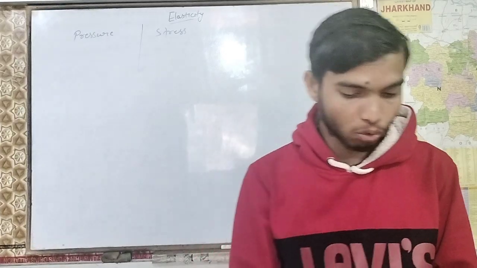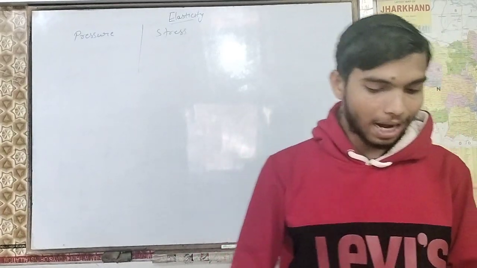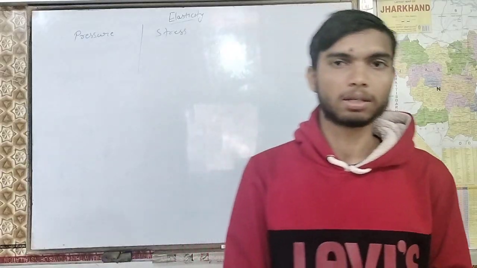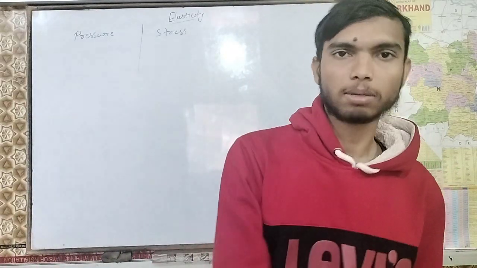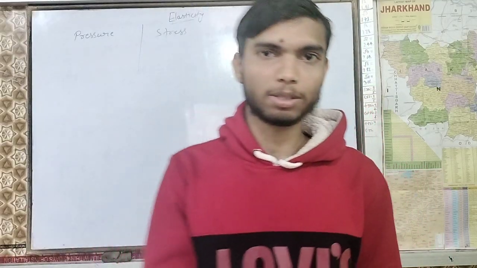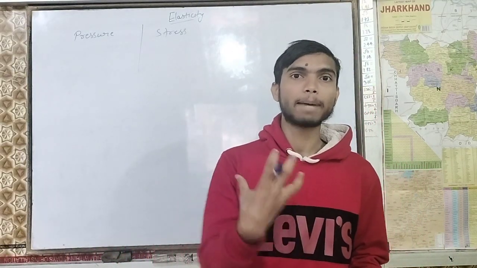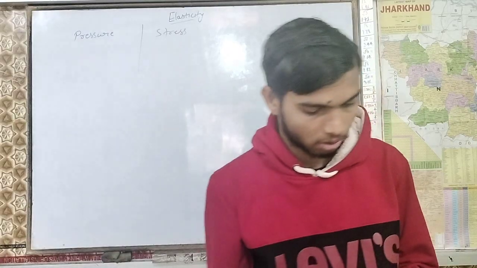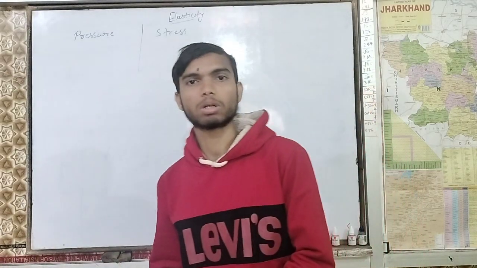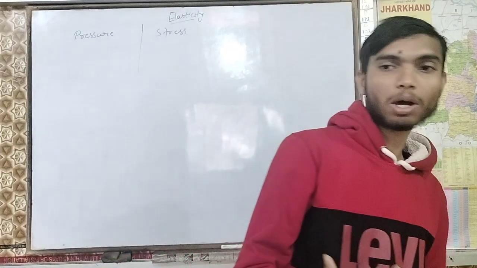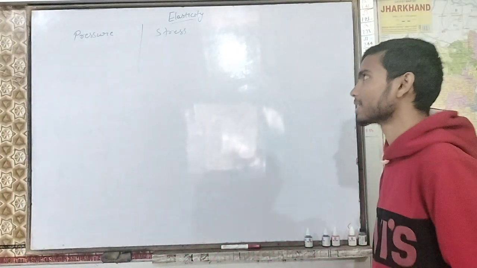So pressure is always normal to the area, and it is always compressive in nature. We are applying a downward force, which means we are compressing the body. This is the nature of pressure. And remember, pressure is a scalar, not a vector. As we know, energy is a scalar, not a vector. Same, pressure is a scalar.